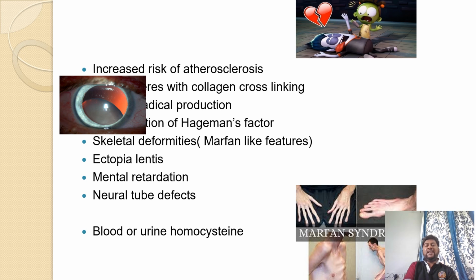Apart from homocystinuria, there is also one more condition called cystinuria. The name itself says it: cystinuria means excess excretion of cysteine in the urine. Okay, what is cysteine?